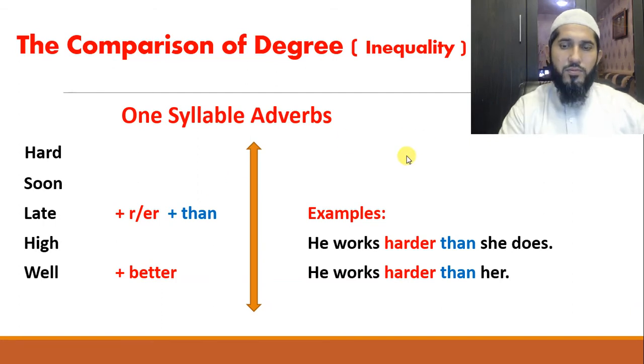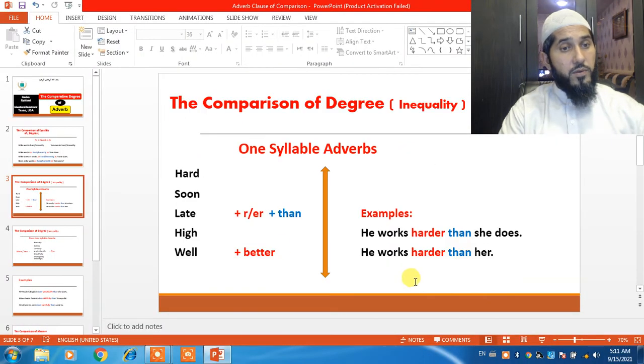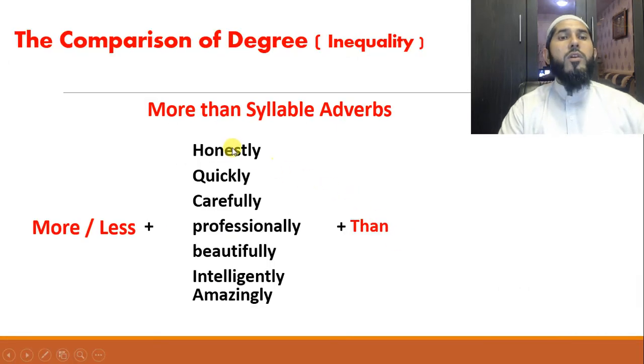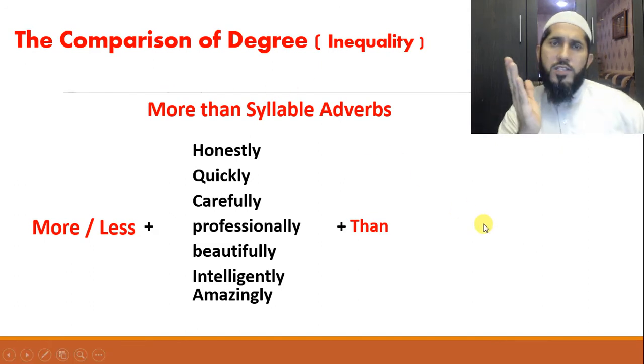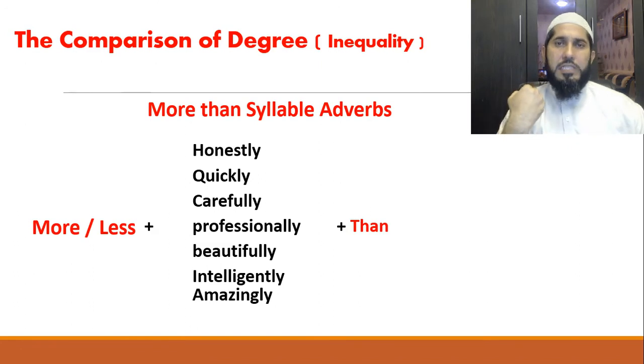Now, what if your adverb is more than one syllable? In that case, what you should do, I'm going to explain over here. Most of the adverbs which are used in this case are called adverbs of manner, and more than one syllable adverbs of manner are taken from adjectives.